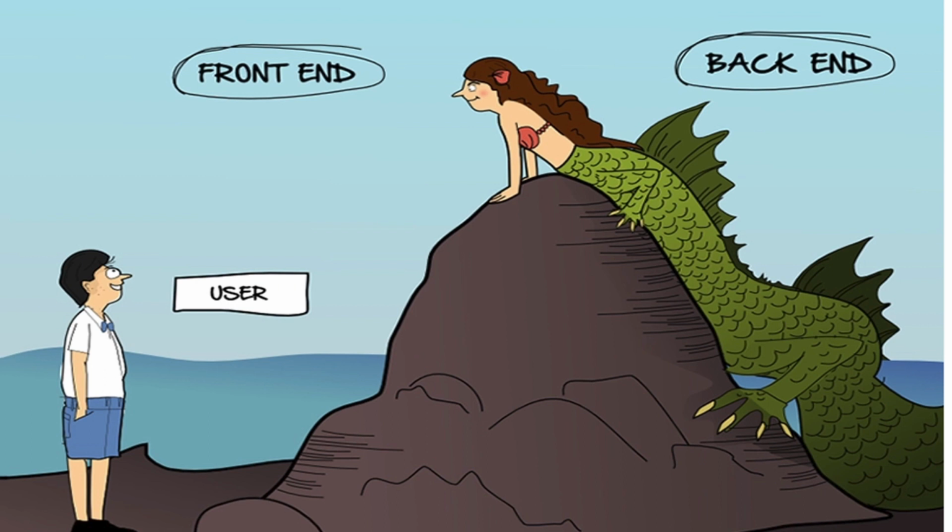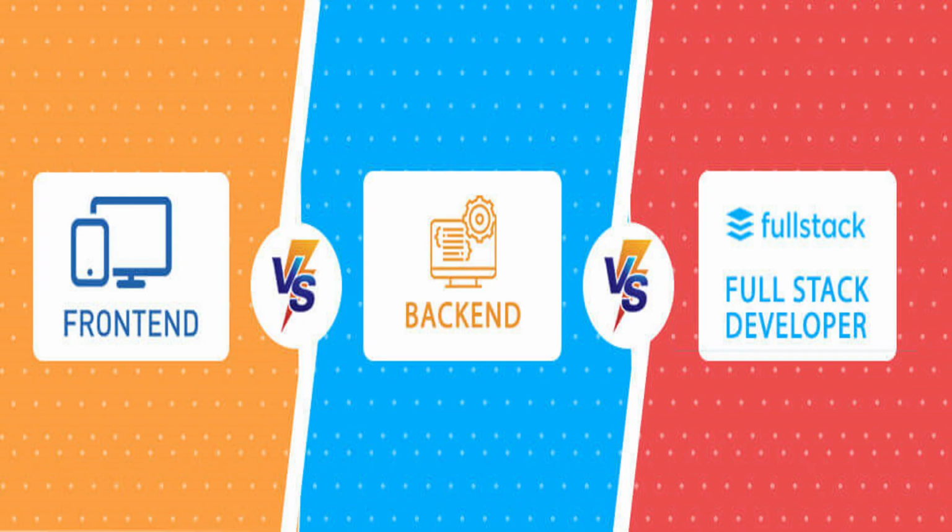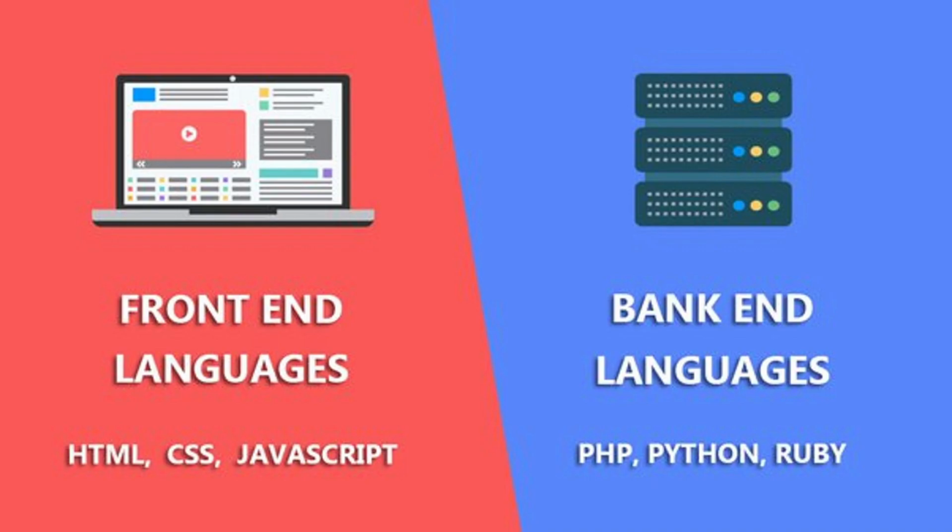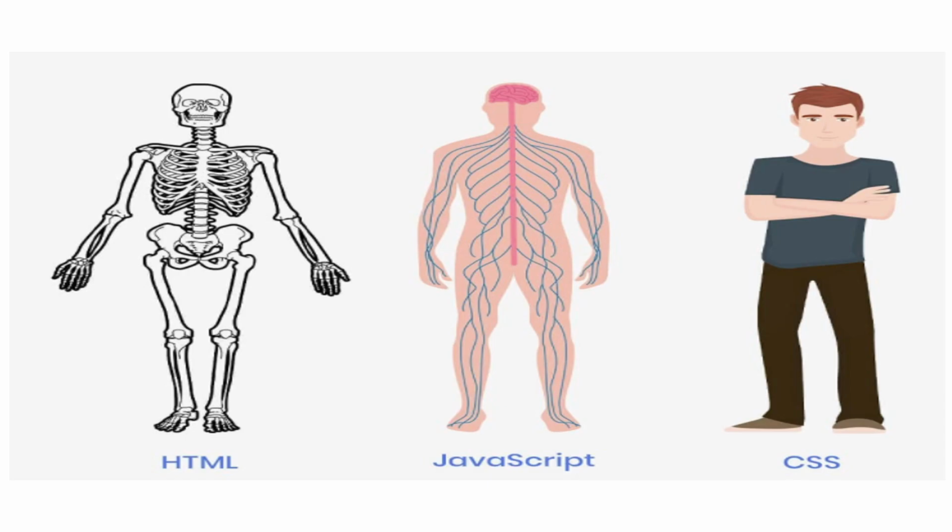The person who develops the front end is called a front end developer, and the person who develops the back end is called a back end developer. The person who develops both front end and back end is known as a full stack web developer. The front end includes languages like HTML, CSS, and JavaScript. So let us deep dive into front end development.